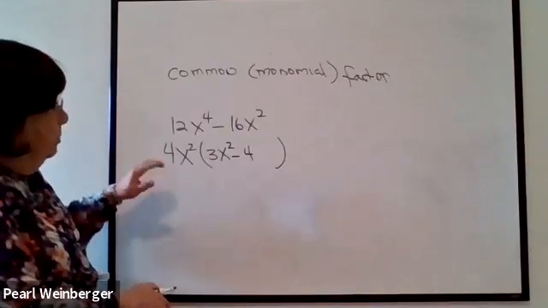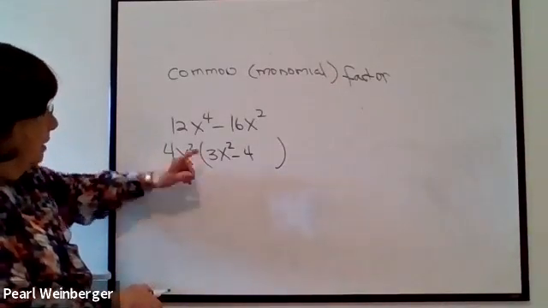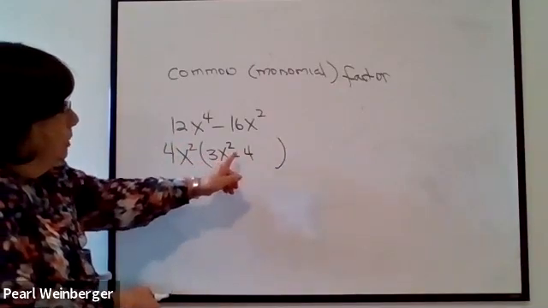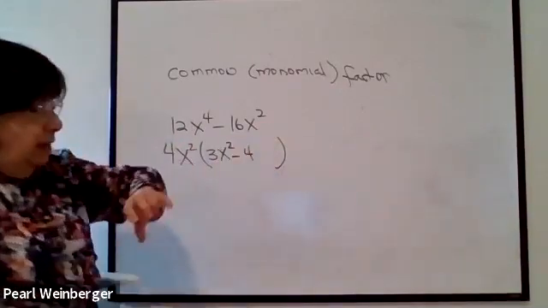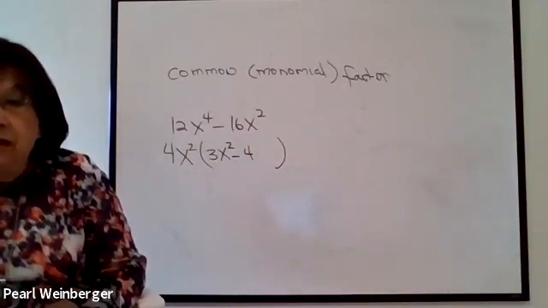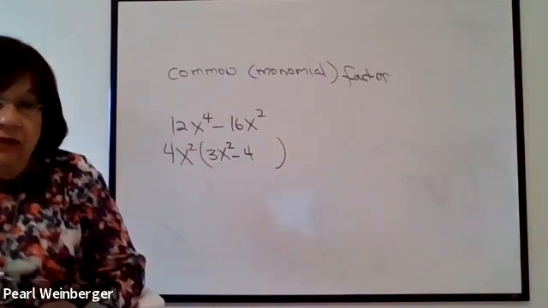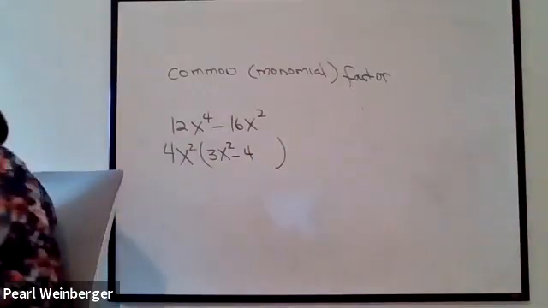So my final answer to this example is 4x squared on the outside, parentheses 3x squared minus 4 on the inside. We have factored out the greatest common factor. Okay, let's see if I can give you another example.